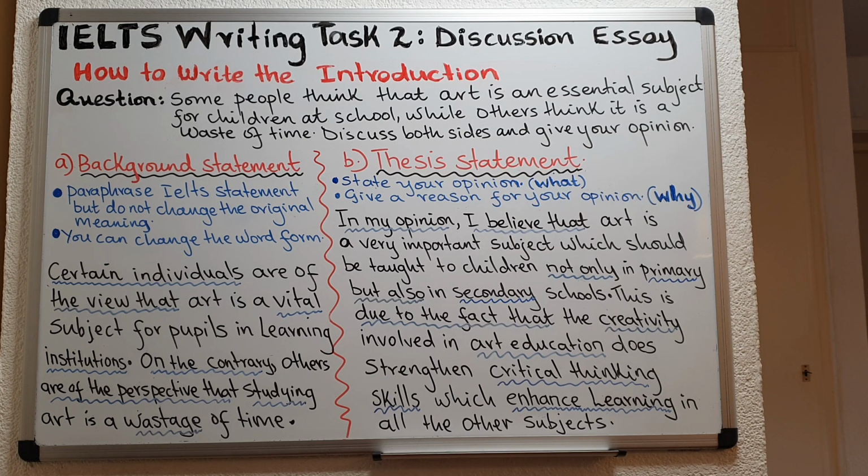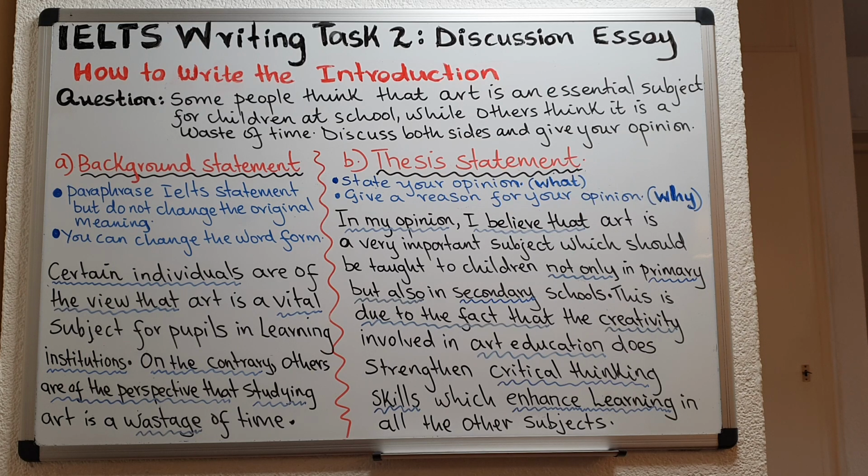After you have done that, then write your thesis statement. In your thesis statement, choose one of the two opinions. You have two opinions in the IELTS statement. Pick one of them. Write about it. Begin with, in my opinion, I believe that, and then write your opinion in your own words. After you have done that, give a reason for your opinion.